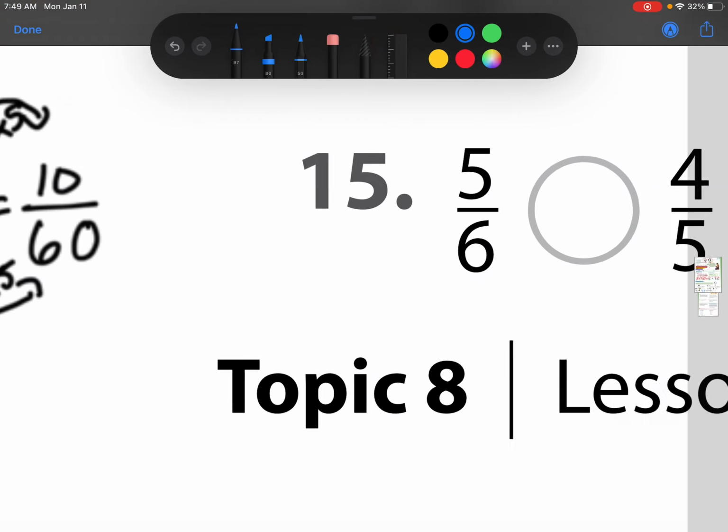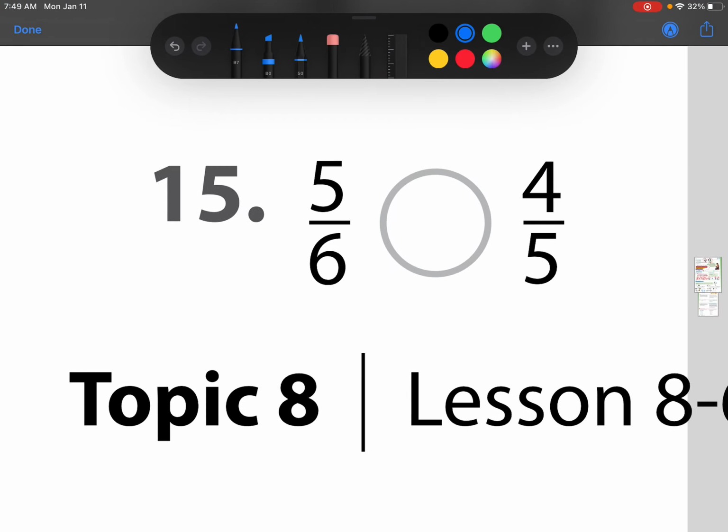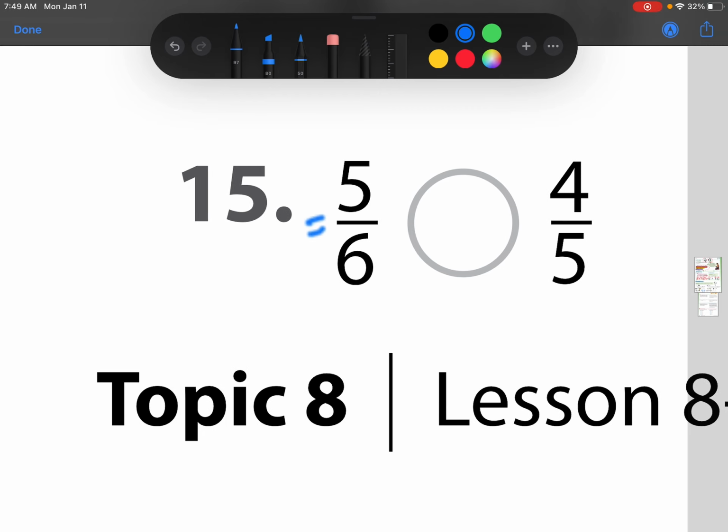And our last one. We just did this, so we know the common denominator, the least common multiple, is going to be 30.